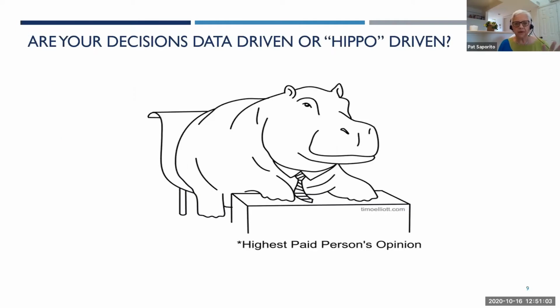So given that background, I put this slide up. I love this slide. Actually, it was developed by one of my peers at SAP, Timo Elliott, who's very talented. And I invite you, you'll see his URL here, timoelliott.com. He's an extremely creative and vibrant person, and he's extremely talented in creating his own cartoons on top of everything else. So are your decisions data-driven or hippo-driven? What's a hippo? The highest paid person's opinion.